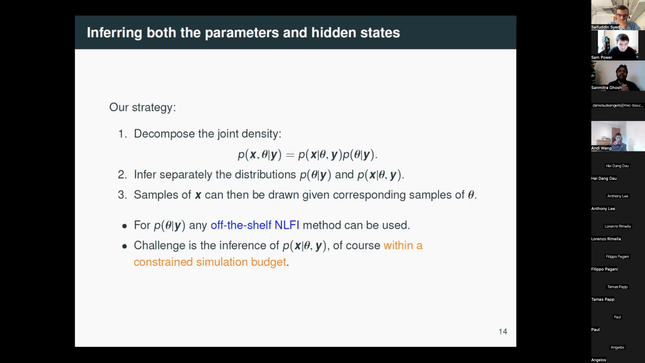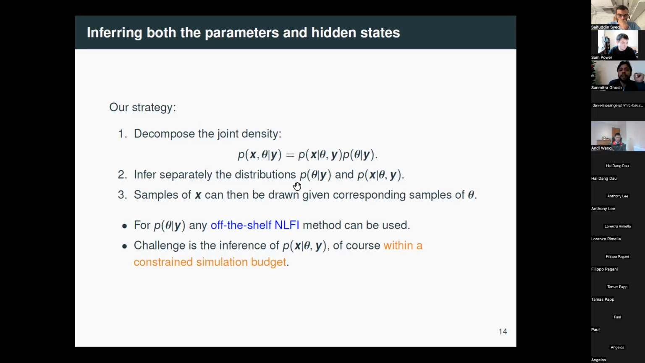Okay, so here is the idea. We decompose the joint density using the standard factorization, right? Now, if you look at these factors, P theta given Y, we can use NLFI methods for that. Now, once we have this, then for each sample of theta, we can draw a sample from the posterior of X, right?